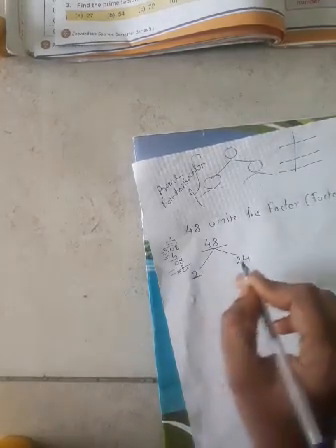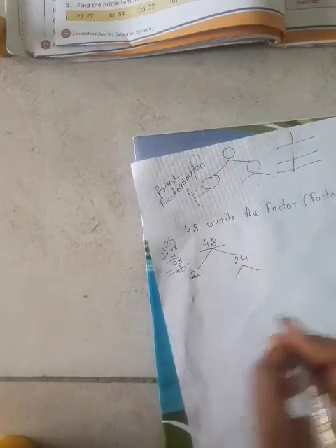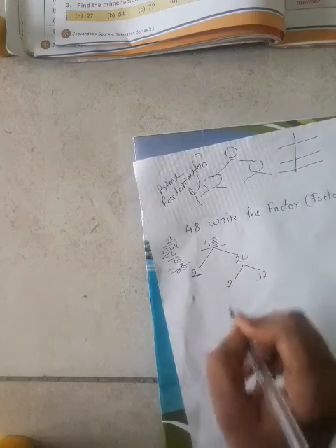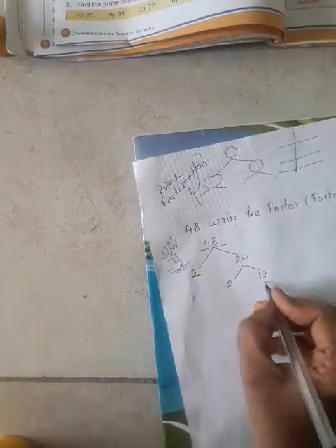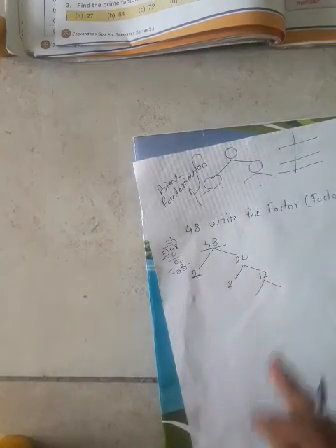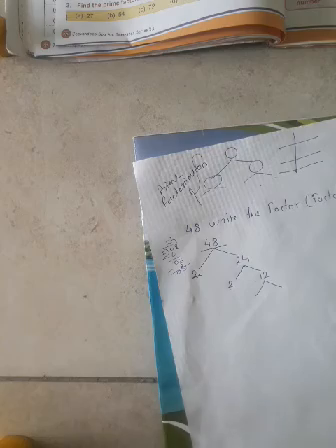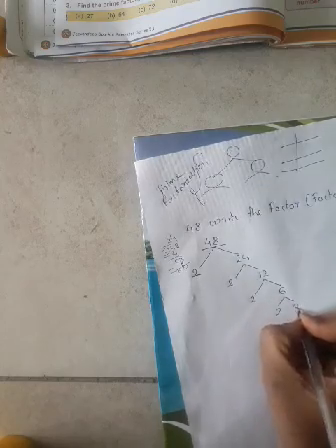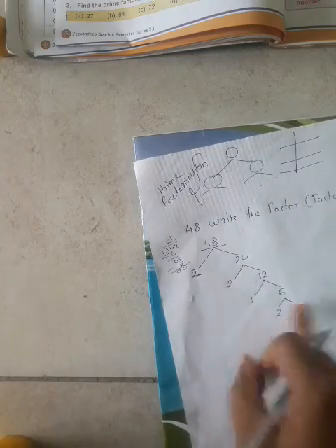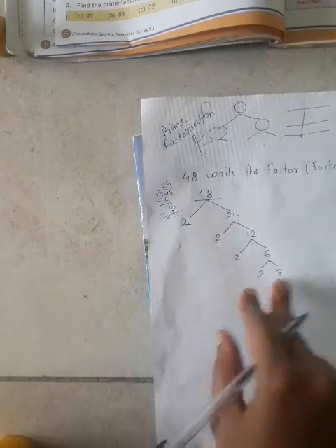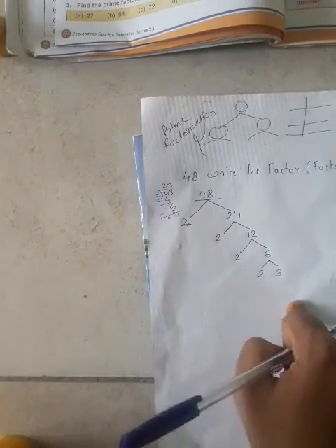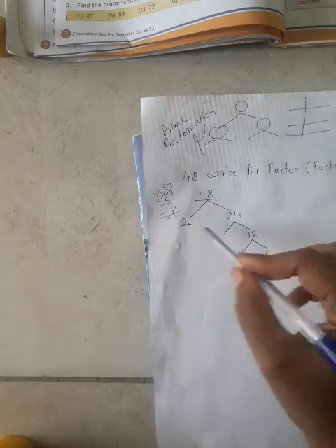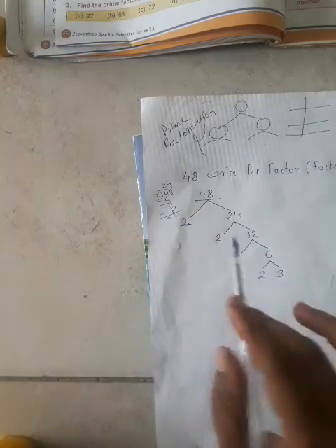Now we do the factorization of 24: 2 times 12. Now we again have one prime and one composite number, so we factorize the composite number: 2 times 6, and 2 times 3. Now the last 2 is also a prime number, and 3 is prime. So 2, 2, 2, 2, 3 are the factors of 48.